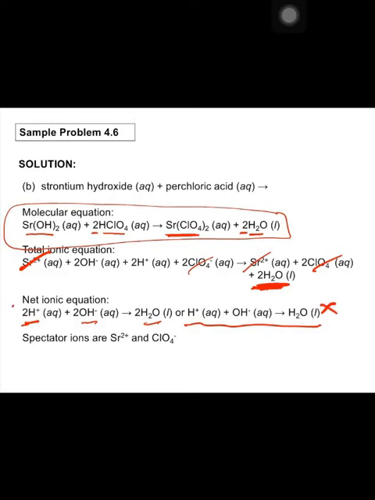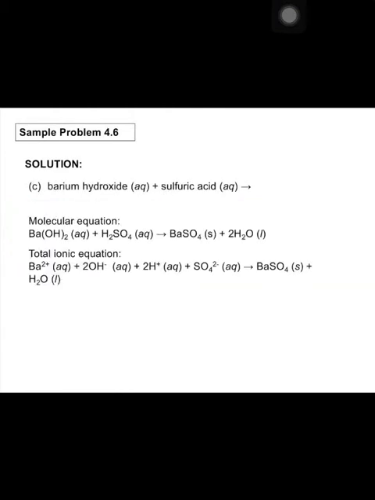Okay, and kita dah dapat dah strontium 2 plus dan juga ClO4 minus as our spectator ion. Okay, so A dengan B ni just to show you, as long as strong acid, strong base, memang kita akan hasilkan water in our net ionic equation. Tetapi untuk C ni, let's have a look at C.